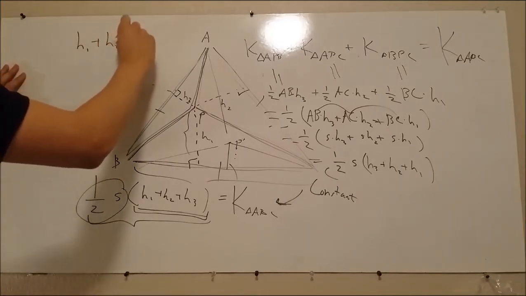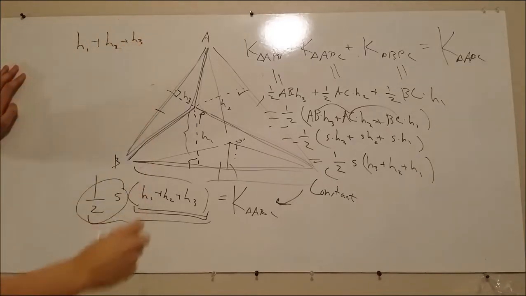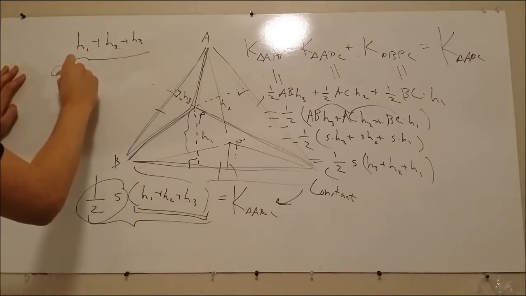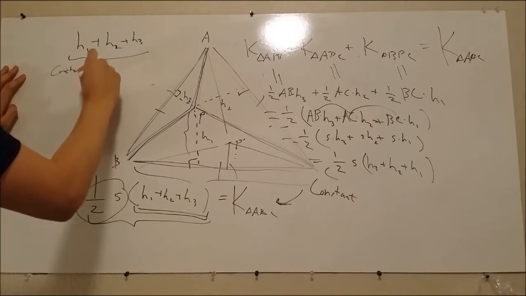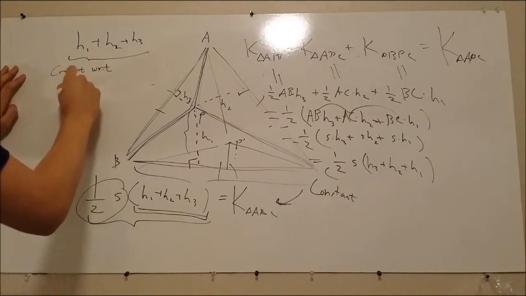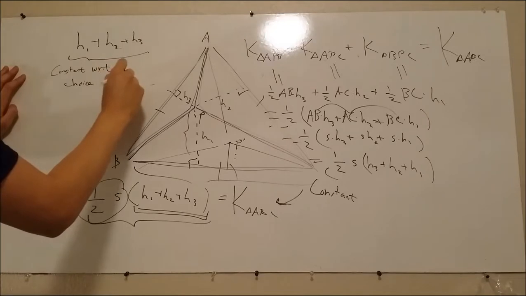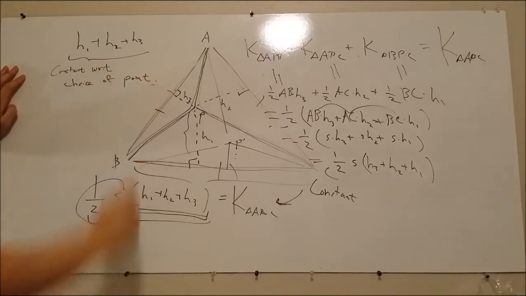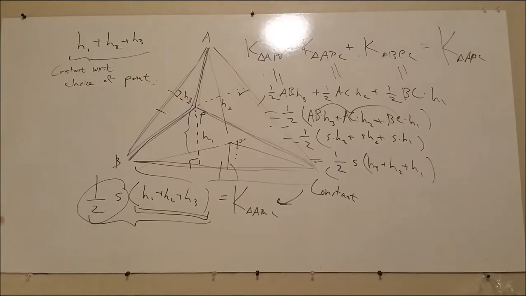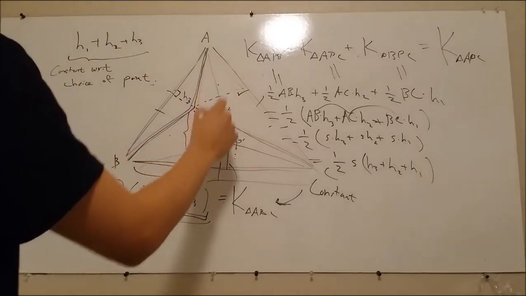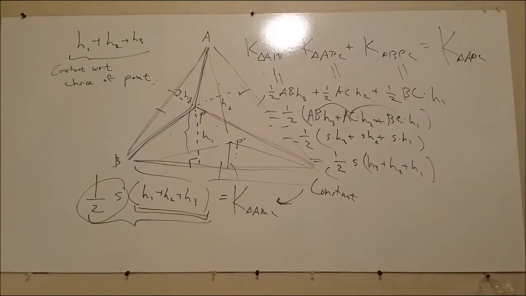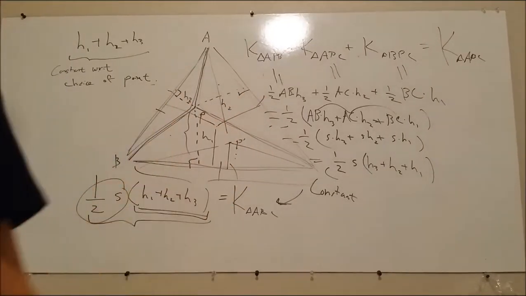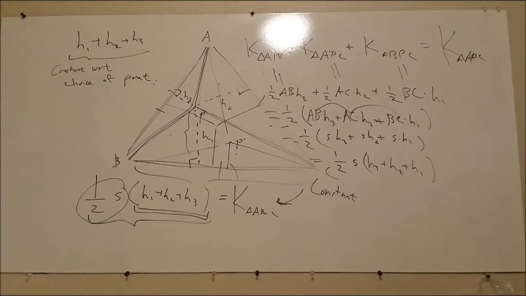H1 plus H2 plus H3. This expression is constant with respect to choice of point. Okay? So no matter what point you pick within the triangle, if you draw an H1, H2, and an H3, they all add to the same value.